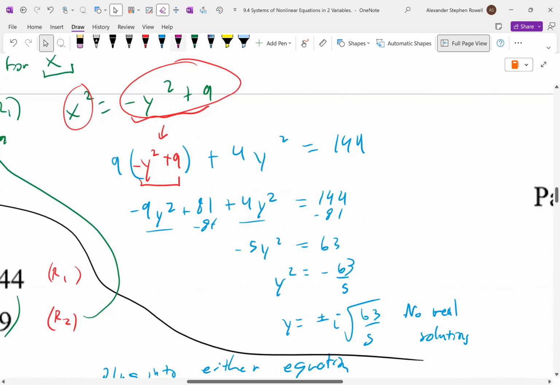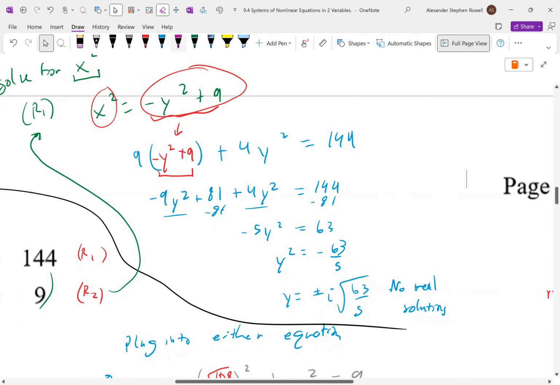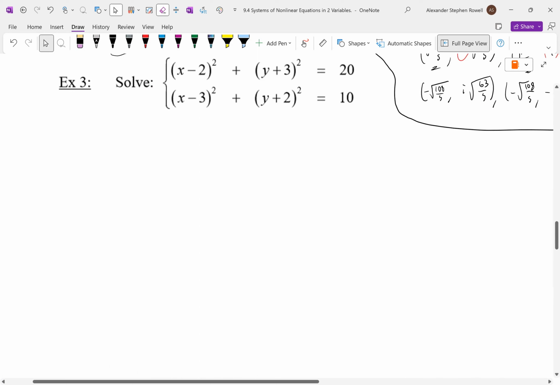I suppose not always, right? If I had different y values that didn't have i's in it, I could have some real solutions. So when I substituted, I've used both equations, and these were the only possible y's. And since both of them had i's, I'd say no real solutions. If I had these two y values and also y is equal to 2, then I might have a solution. I need to plug 2 in. Example 3 is about as bad as it gets. So let's go ahead and complete this one.